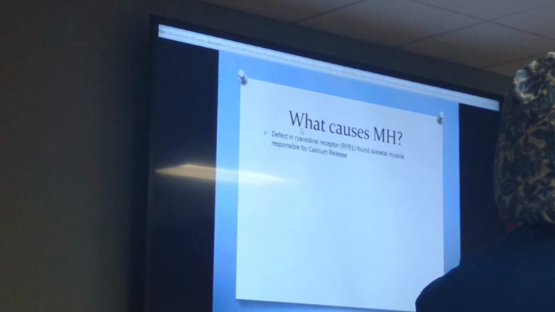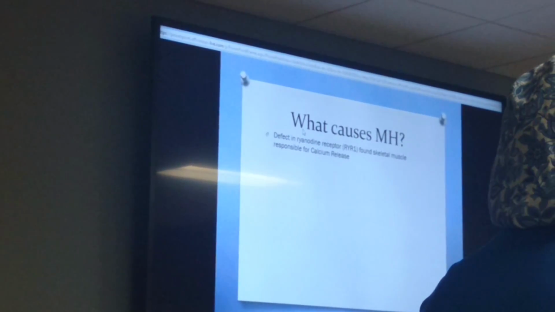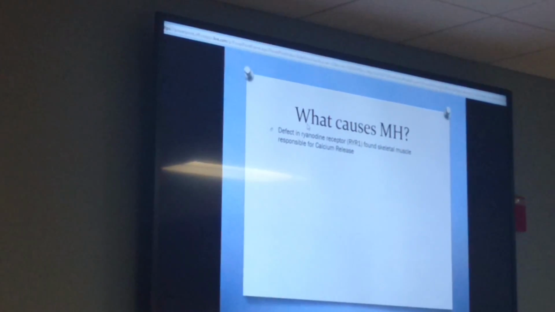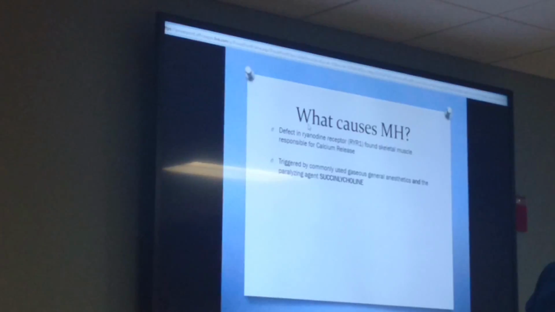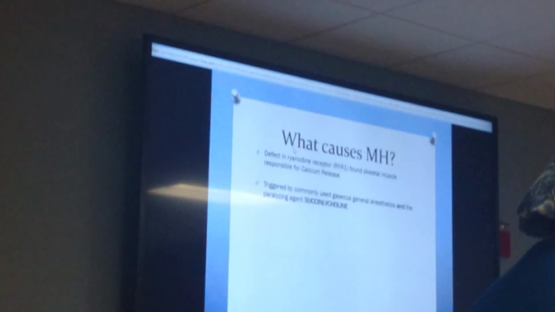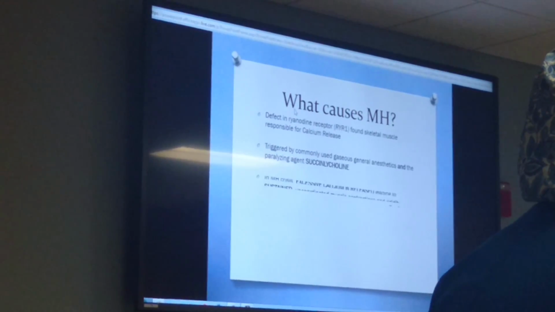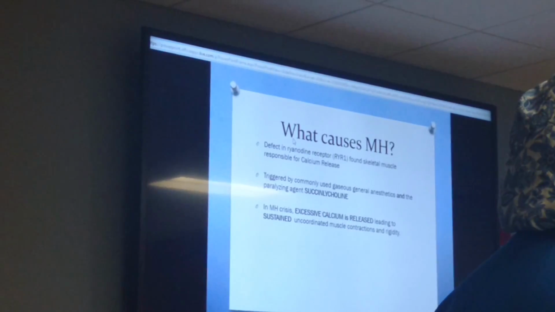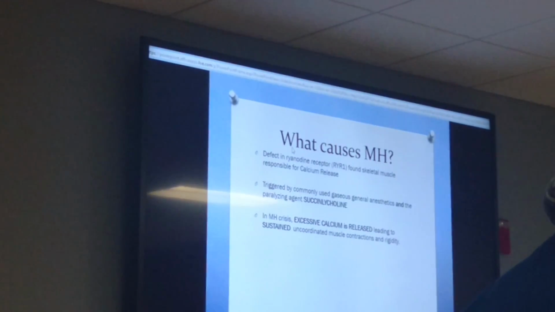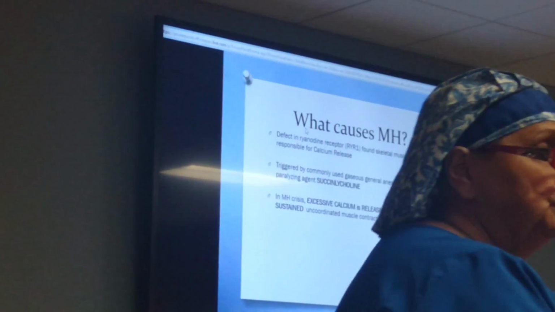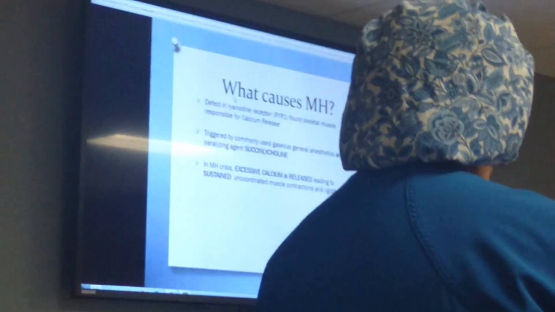There's a defect in the ryanodine receptor, which is RYR1, which is found in your skeletal muscles. That's responsible for calcium release. It's triggered commonly by the gases that we use in anesthesia and by succinylcholine. In MH crisis, there's an excessive amount of calcium that's released into your bloodstream. Therefore, you have a sustained, uncoordinated muscle contraction. So the patient's muscles are contracting, and you have a lot of rigidity going on.